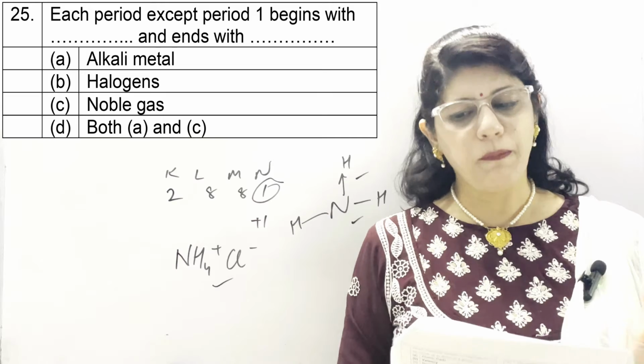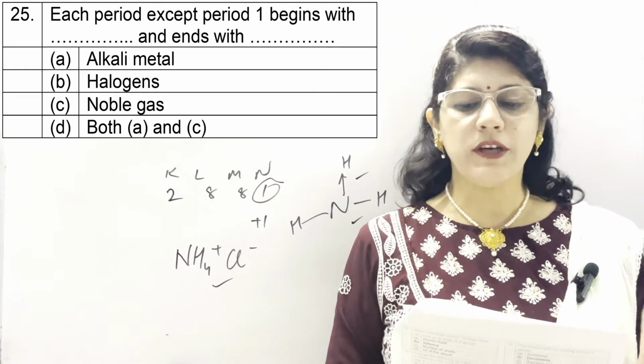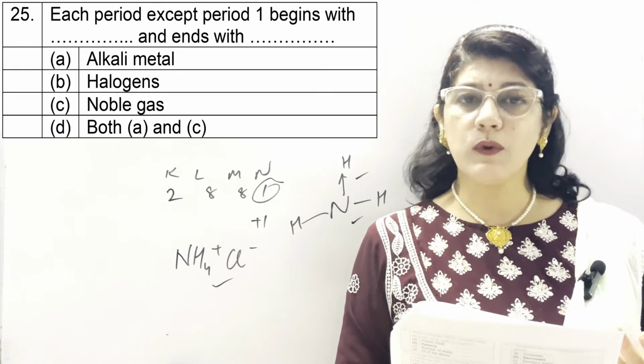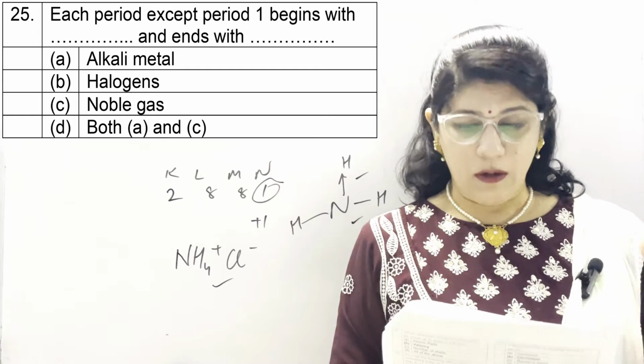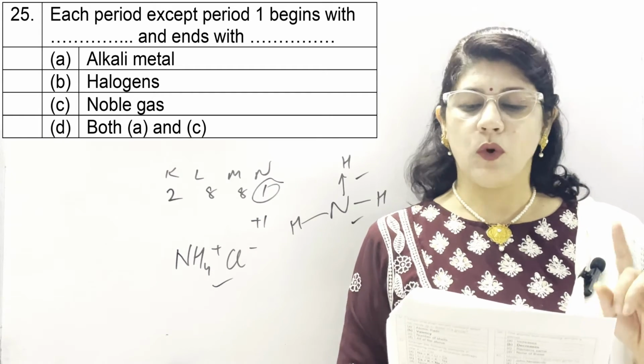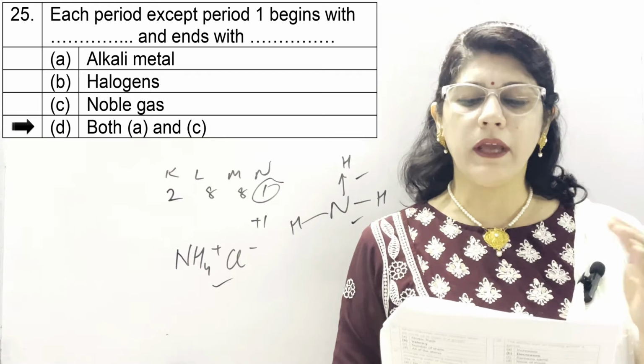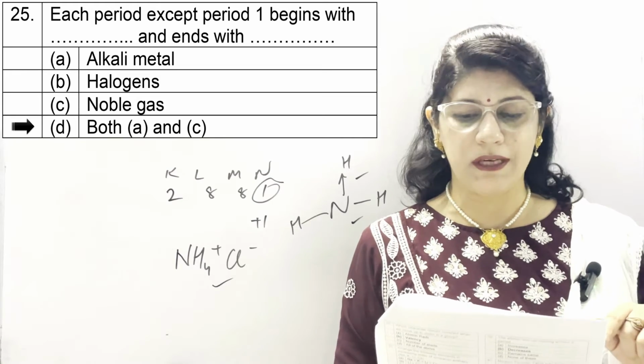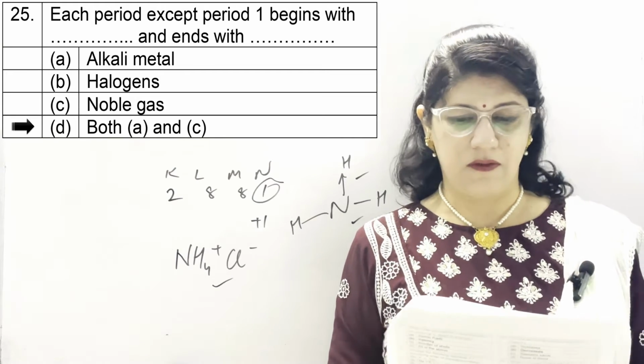Question number 25. Each period except period 1 begins with dash and ends with dash. So begins with alkali metal, halogens, noble gas, both A and C, these are the options. So correct answer is D, both A and C, because it begins with alkali metal and ends with noble gas.